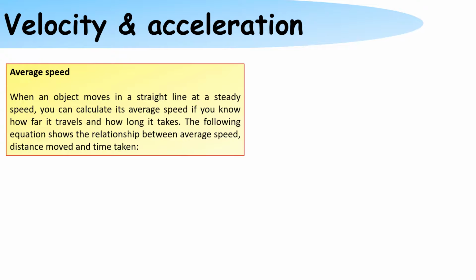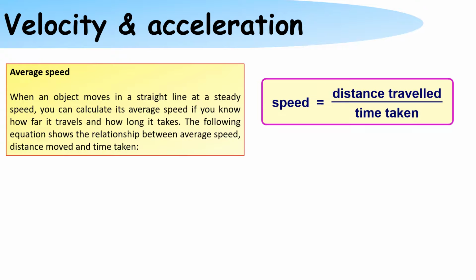When an object moves in a straight line at steady speed, we can calculate its average speed if we know how far it travels and how long it takes. The equation speed is equal to distance travelled divided by time taken can be used to do this.